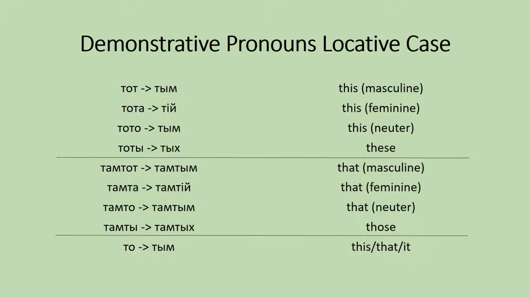Tot, meaning this for masculine nouns, becomes tum. Tota, meaning this for feminine nouns, becomes te. Toto, meaning this for neuter nouns, becomes tum. Tota, meaning these, becomes tuch.